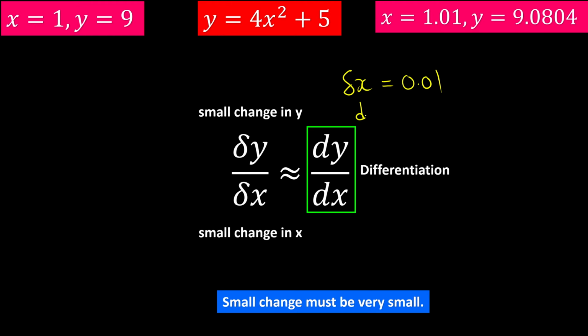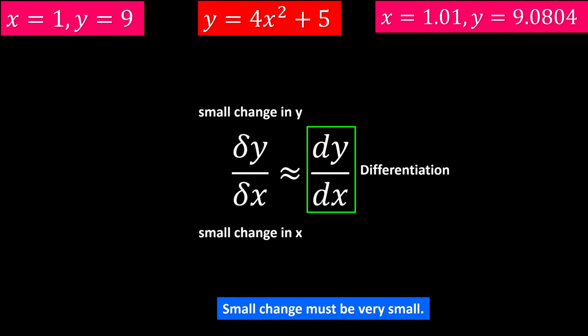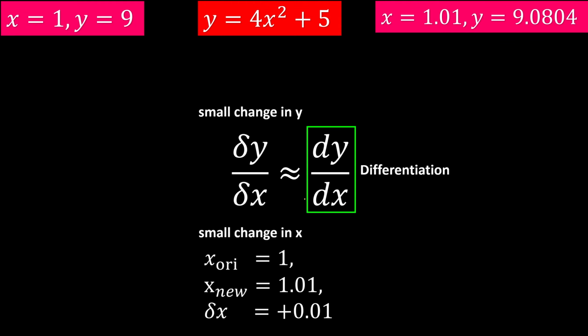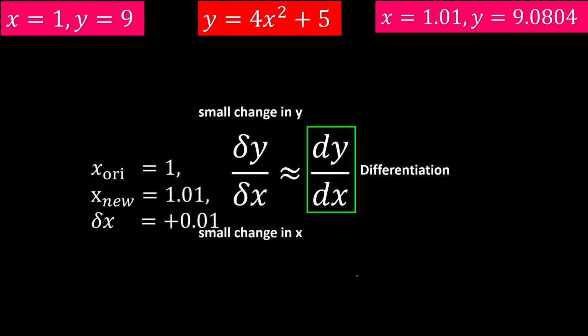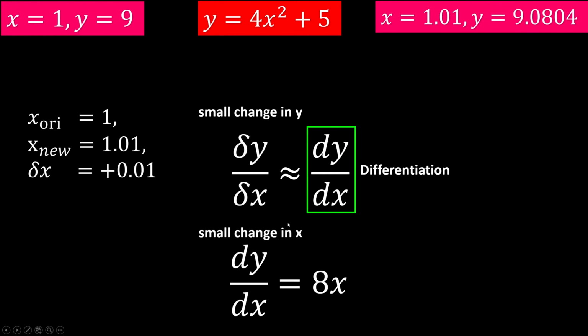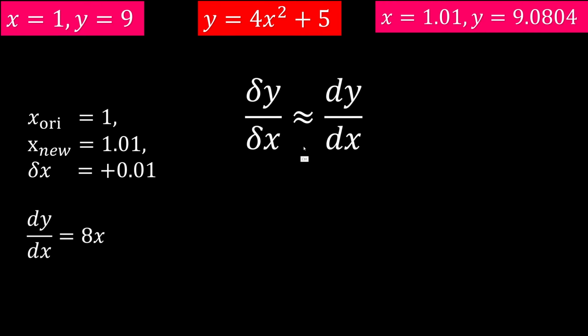And can we find our dy over dx so that we can say what happened to our y? So dy over dx, we have 8x, right? Because 2 goes down, 4 times 2 is 8x. The derivative of a constant is nothing. This is why we have dy over dx equivalent to 8x. After we have all the information, we're going to write it down first. The original x is 1, the new one is 1.01, and the small change is a positive 0.01. And just now we also found dy over dx, so we just keep it aside first.